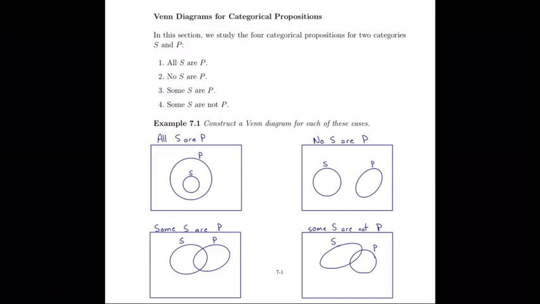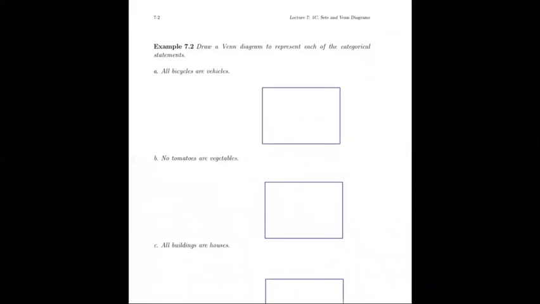So to go a little further with these, let's actually use them on specific statements. So draw a Venn diagram to represent each of the categorical statements. All bicycles are vehicles. Okay, that's our all statement. One set should be contained within the other. So the outer one is vehicles. The inner one is bicycles. So we'll label them vehicles.